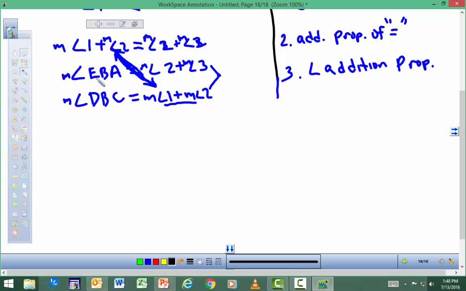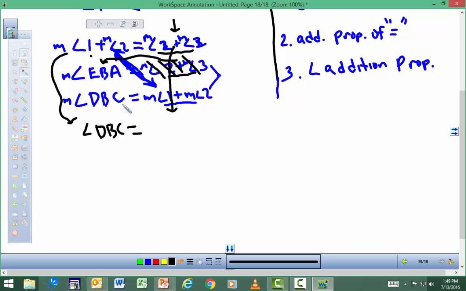So can't I replace this one with something else that it's equal to? Well, I was told that it's equal to DBC, so I'm going to write this as angle DBC over here. Okay? Now, there's angles 2 and 3. Now notice, there they are again. What can I replace this one with? I want to replace this one with something that it's equal to. Well, I was told right here that it's equal to this angle right here. So I'm going to replace this one with EBA, see? So I'm going to rewrite this line right here, and I'm going to call that angle EBA.